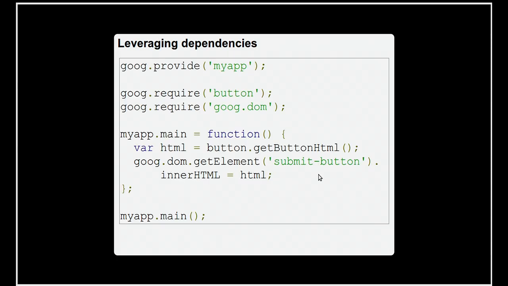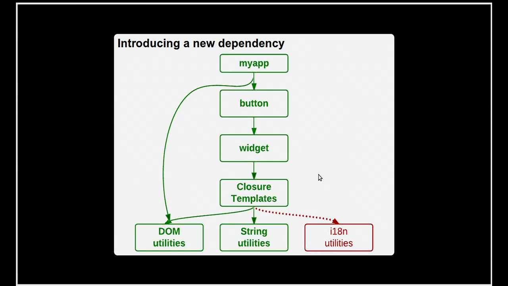So for example, in terms of leveraging dependencies, we'll introduce a new one called myApp. Let's say this is your application. Now you require button, and you require some DOM utilities, and you have a function that goes ahead and uses the template and inserts it into the DOM with these standard DOM utilities. So now the dependency graph for your application has changed. We have a new thing at the root of the graph called myApp. It depends on button, and its dependencies still go all the way down. But now myApp depends on DOM, so that DOM dependency is going to come back into our code, but the internationalization one will still be separated.